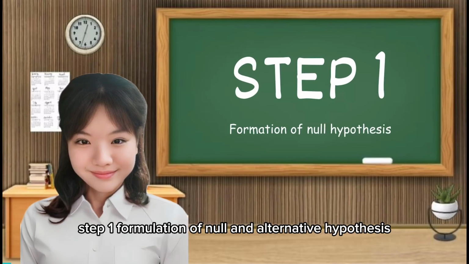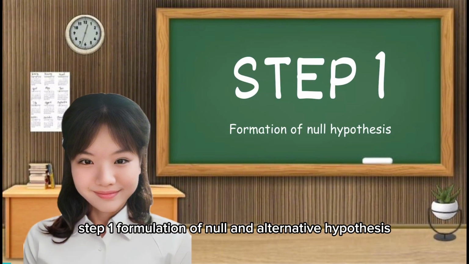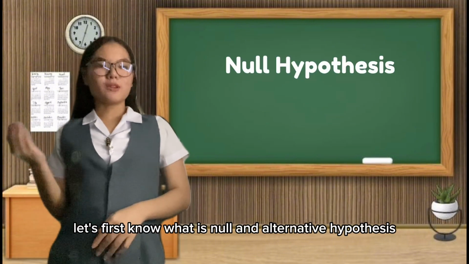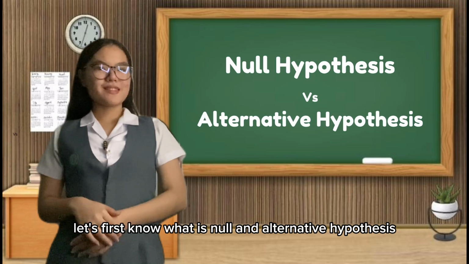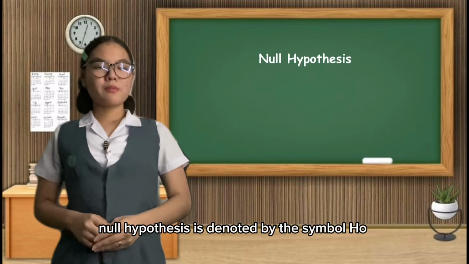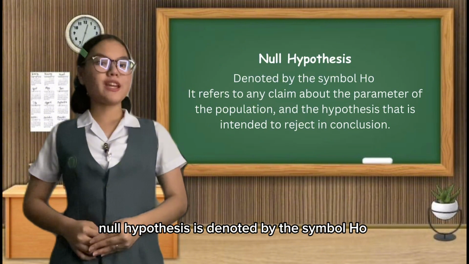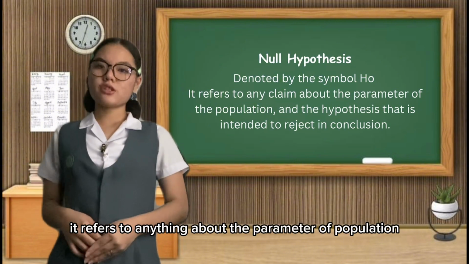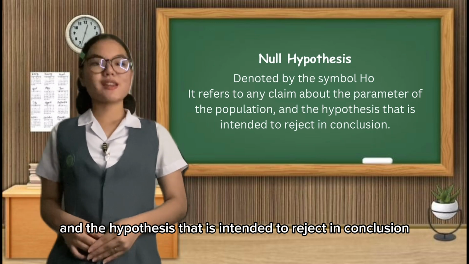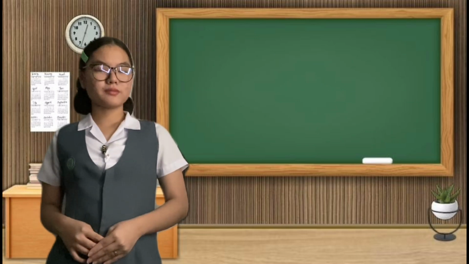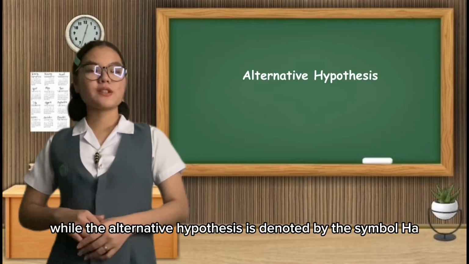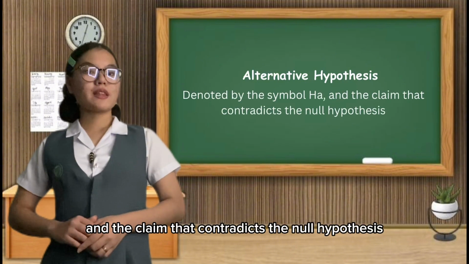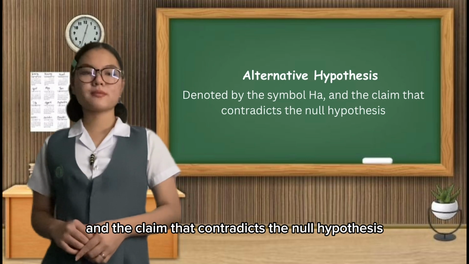Step 1. Formulation of null and alternative hypothesis. Let's first know what is null and alternative hypothesis. Null hypothesis is denoted by the symbol H0. It refers to any claim about the parameter of a population and the hypothesis that is intended to be rejected in conclusion. While the alternative hypothesis is denoted by the symbol HA and is the claim that contradicts the null hypothesis.